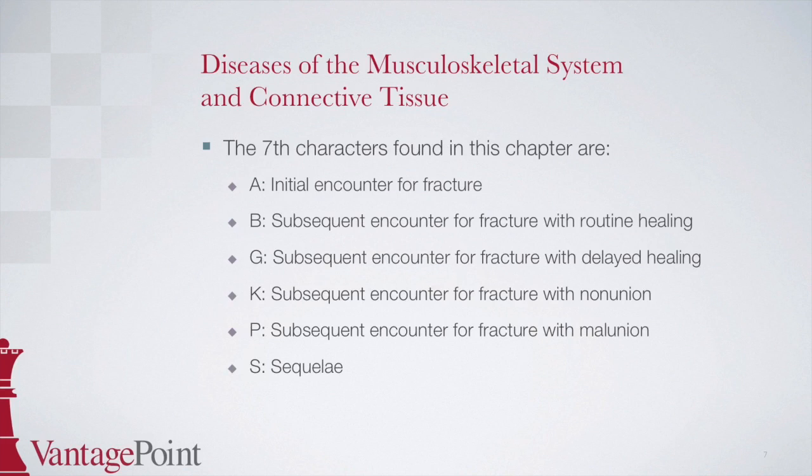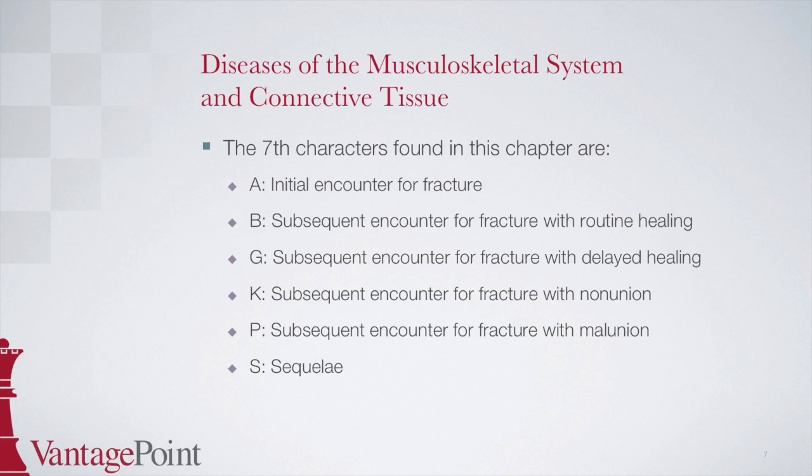Here are our 7th character options for pathologic fractures. A is for initial encounter, meaning the patient is receiving active treatment for the fracture. Therefore, if the patient goes to the orthopedic surgeon and is diagnosed with a fracture, and then the orthopedic surgeon performs surgery on the fracture, both encounters are considered initial encounters as active treatment is being administered.